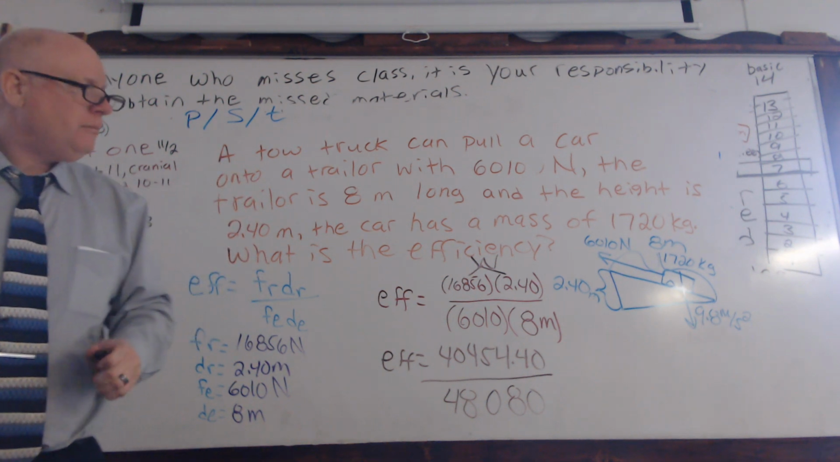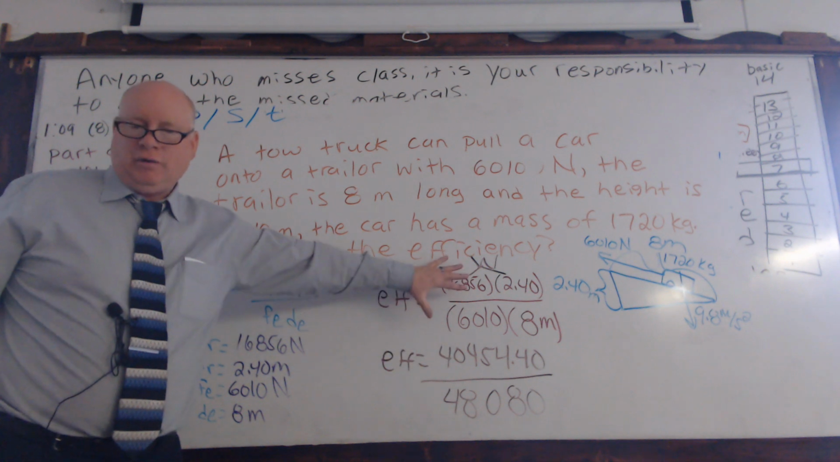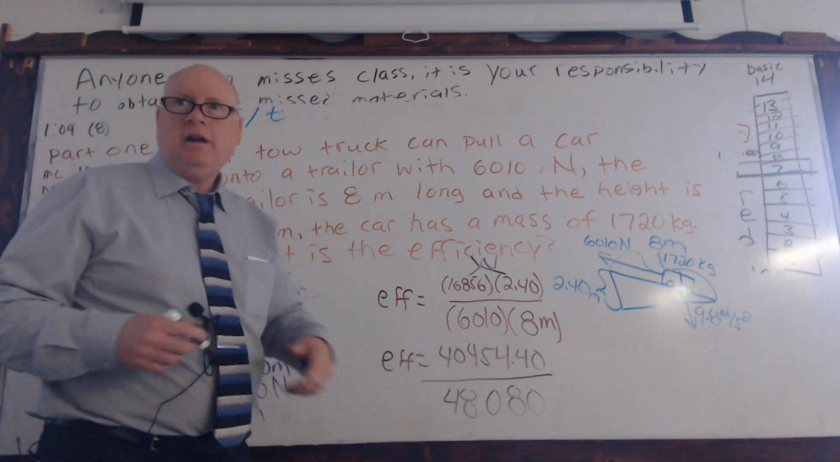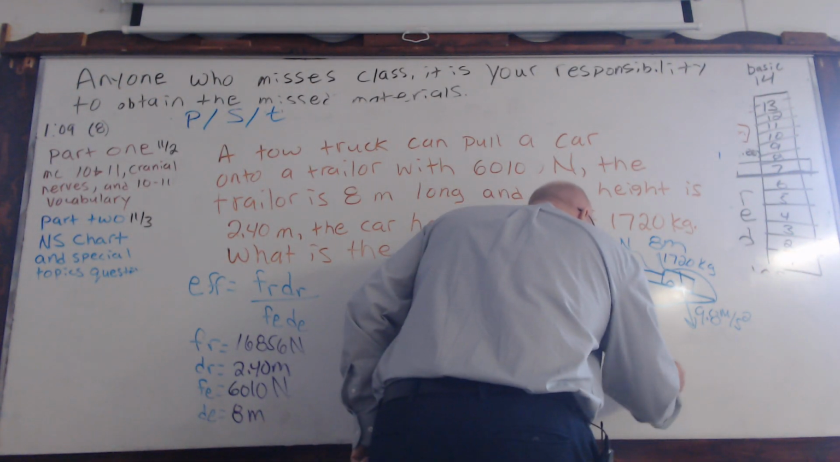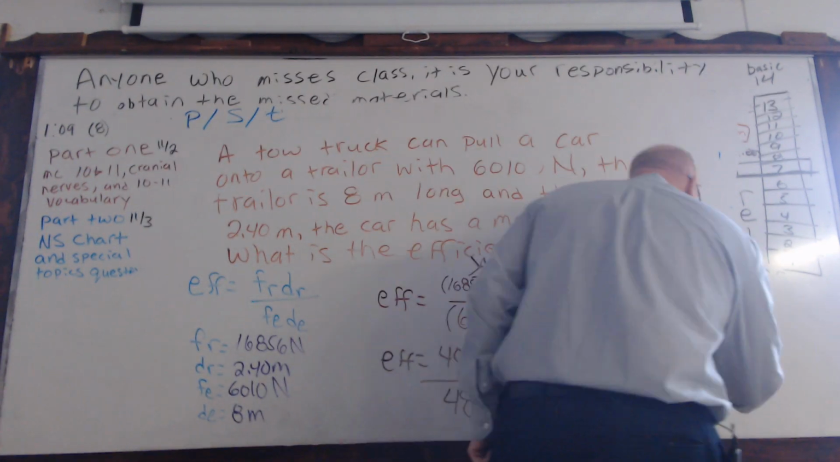Okay, so what happens when you divide these two out? 40,454 divided by 48. 84%. And again, that has no label to it. It's just 84%.